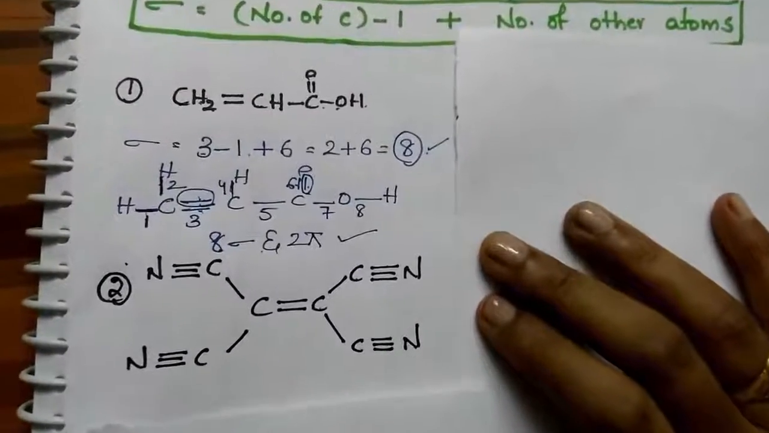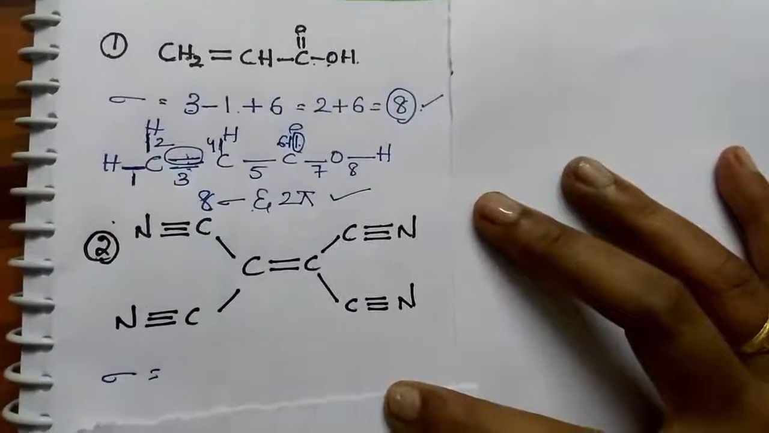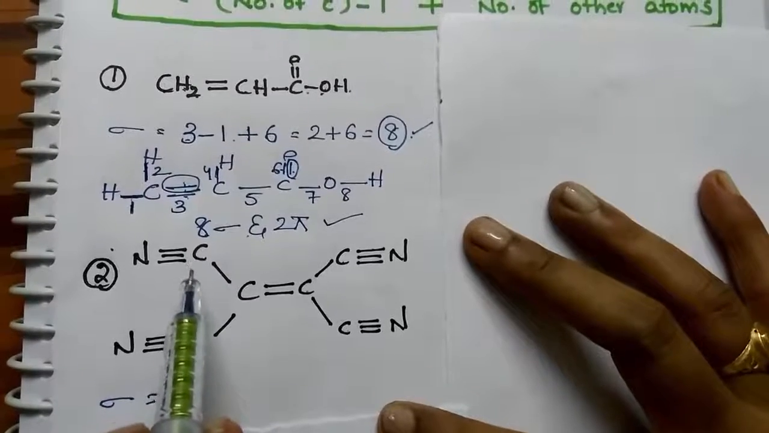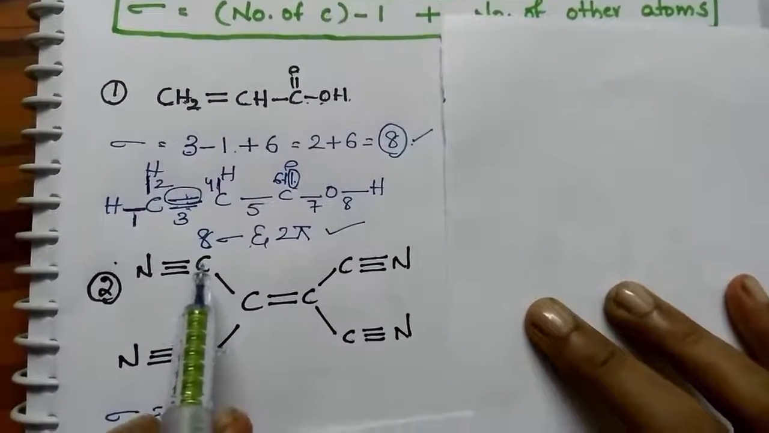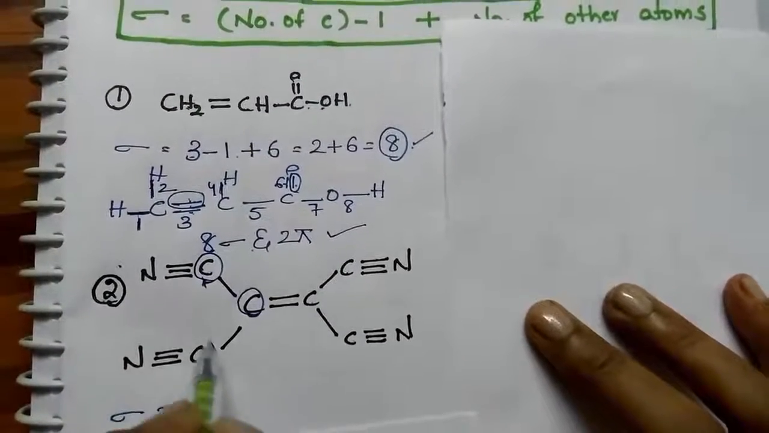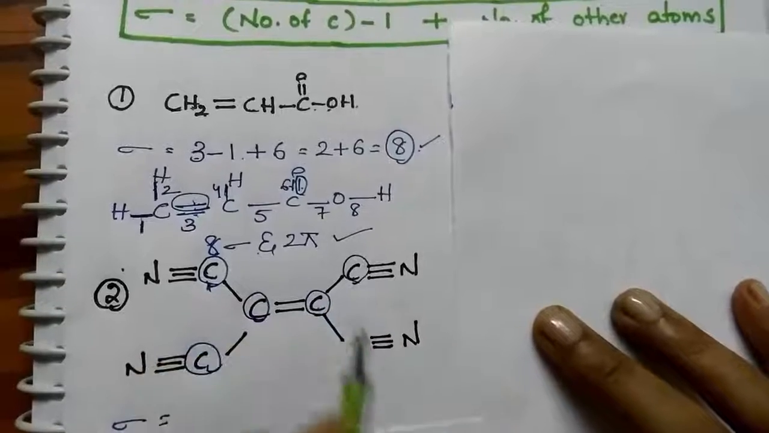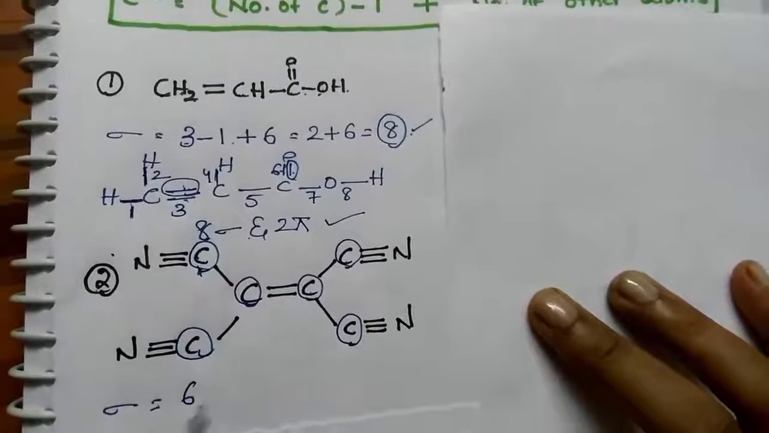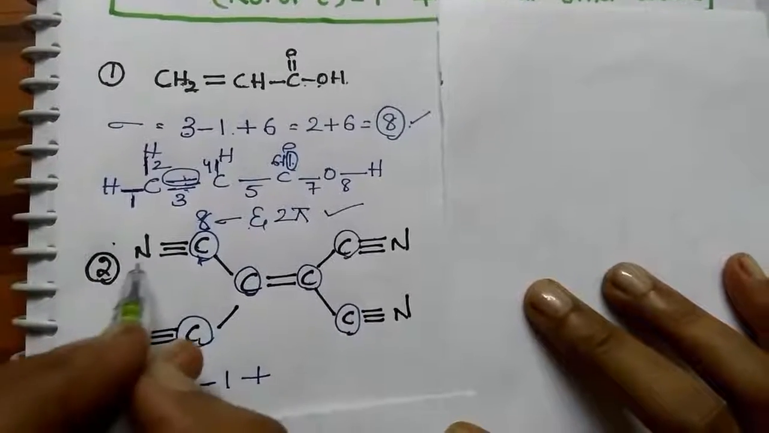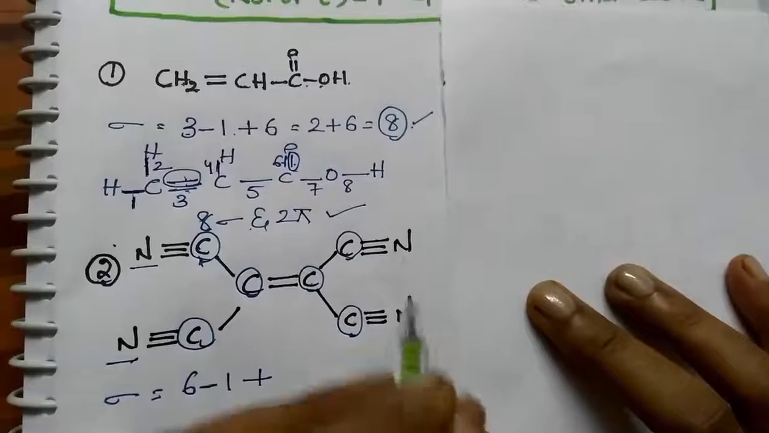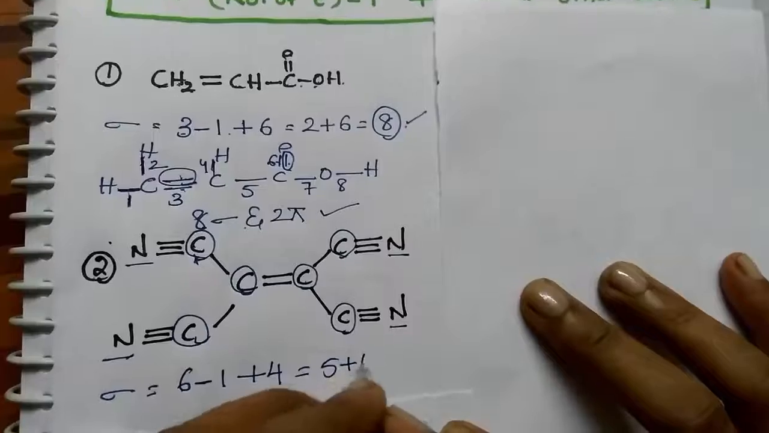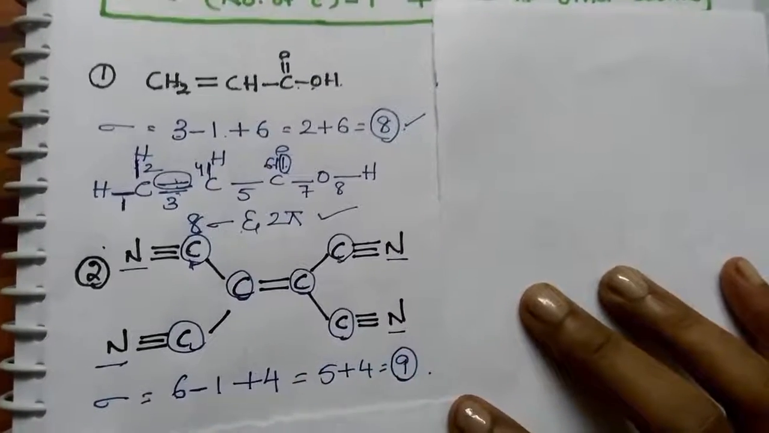Example 2. Calculate first the number of sigma bonds. In order to calculate sigma, what is the formula? Number of carbons minus 1. Carbons: 1, 2, 3, 4, 5, 6. Number of carbons 6. So 6 minus 1 plus number of other atoms, 1, 2, 3, 4. 6 minus 1, 5, plus 4. Total number of sigma bonds are 9.